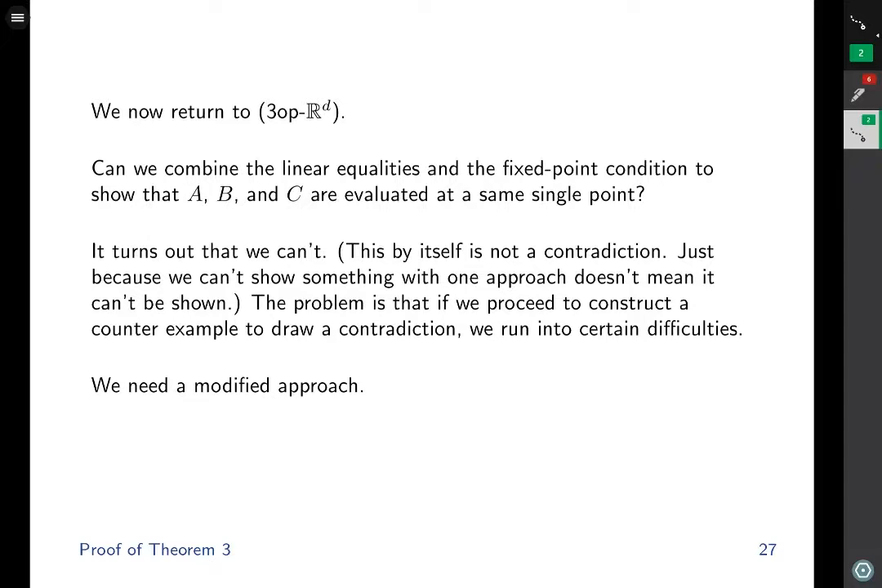However, we have a problem. If we try to proceed to construct a counterexample based on this analysis and thereby draw a contradiction, we will run into certain difficulties. I won't explain what these difficulties are, but I've tried it and things got complicated. We need a modified approach.